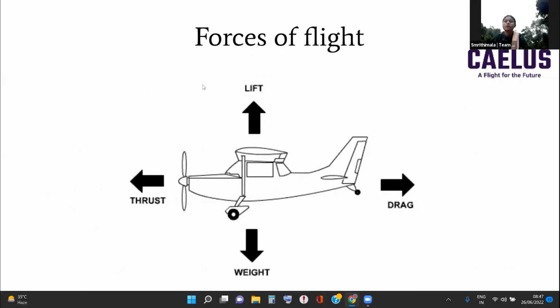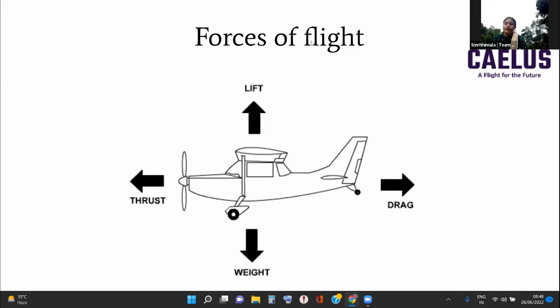So there are four forces which act on an airplane. They are lift, weight, thrust and drag. So now let's see what these forces are. First of all, weight. Weight is a force generated by gravitational attraction of the earth on the airplane. Next, lift. Lift is a force that directly opposes the weight of an airplane and holds the airplane in the air. It is produced by the motion of the airplane through the air.